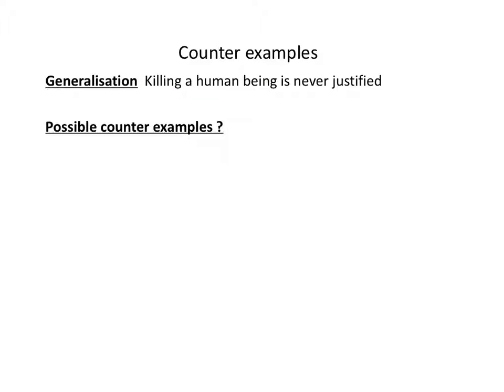How about this generalization? Killing a human being is never justified. What would a counterexample be? Well, it would be a case of killing a human being which was justified, morally justified we're talking about here. What might some examples of that be? I'll just leave you to pause the video for a minute and think about your answer to that question. What might be some possible cases where killing was justified, or at least could be argued to be justified?